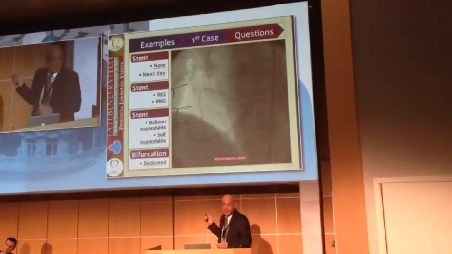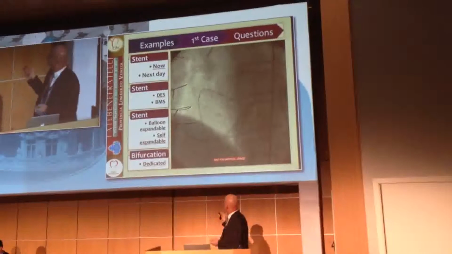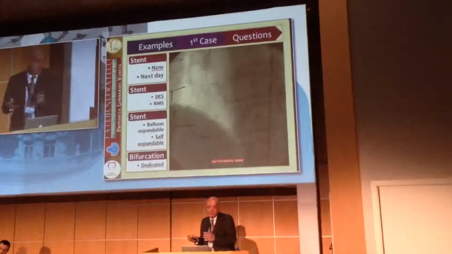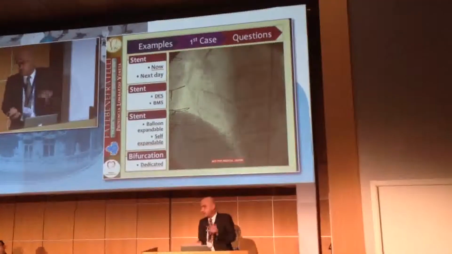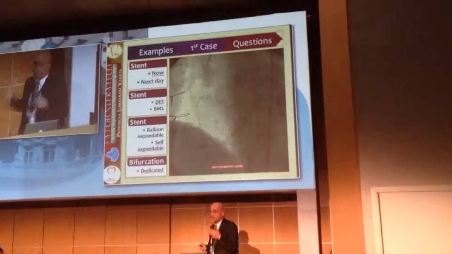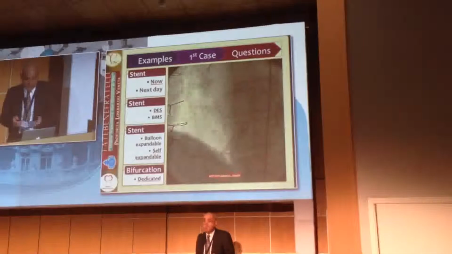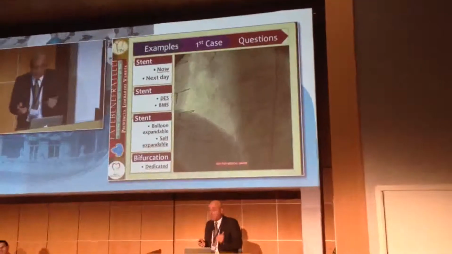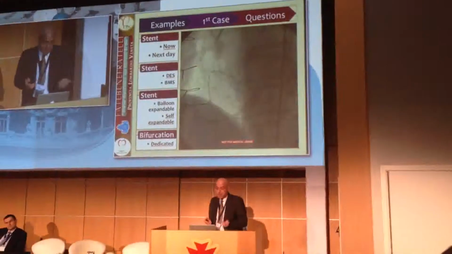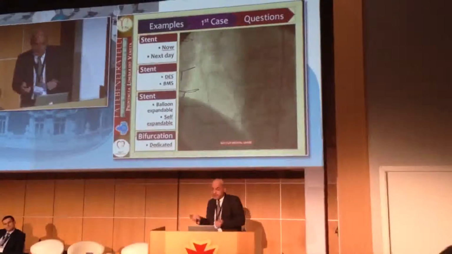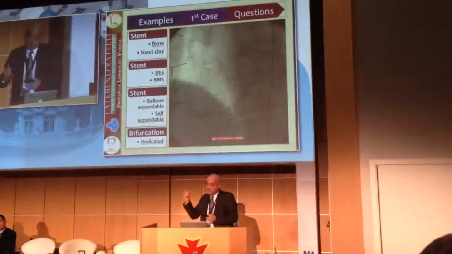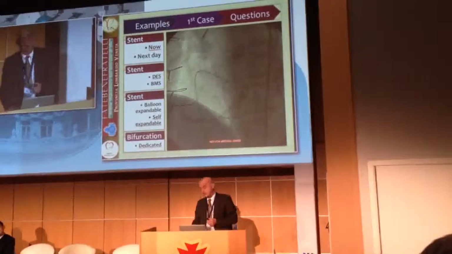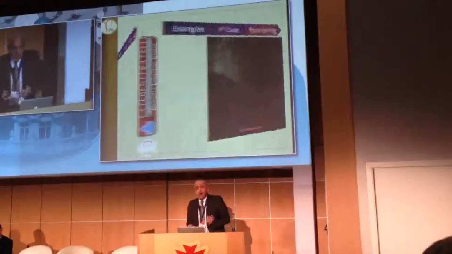I think it's not a good result. I mean, to decide whether to stent or not. So the problem was to stent now or the next day. You know that sometimes you can leave the patient with this flow for the next day and then stent. The problem was to choose between a bare metal stent, balloon expandable, self-expandable, or dedicated bifurcation stent. So I decided to stent it now, with a self-expandable and dedicated stent. What was the problem?